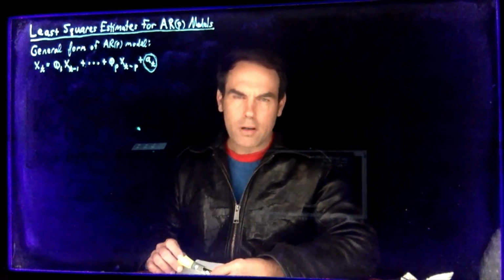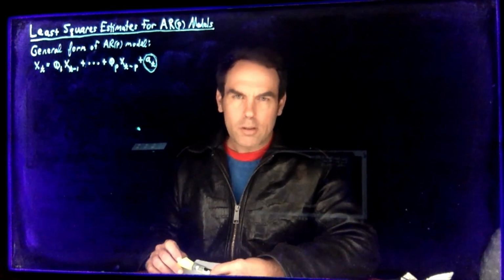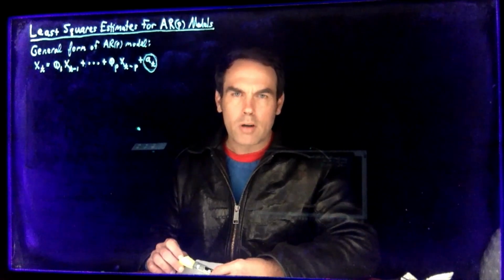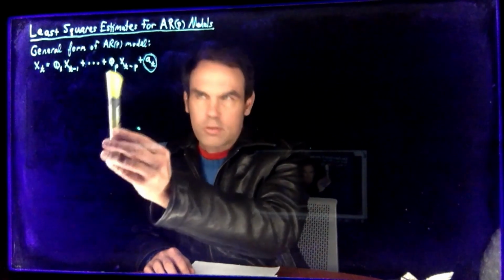Recall that in our last video, we looked at the Yule-Walker estimation technique in order to estimate the parameters of an AR(p) model. In this video, we'll look at the least squares estimation technique. To start, we'll first consider the AR(p) model given by this form. The general form is x sub t equals phi1 times x sub t minus 1 plus phi2 times x sub t minus 2 all the way out to phi p times x sub t minus p plus a sub t.